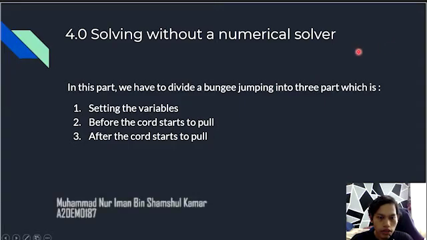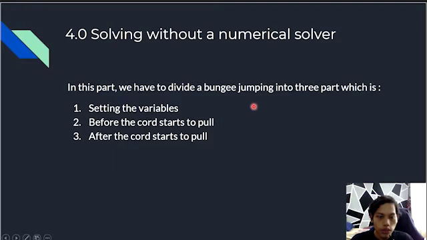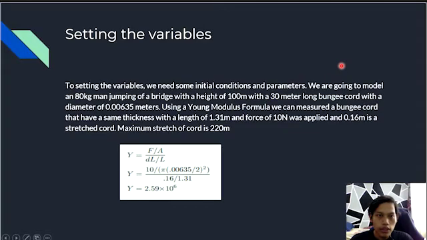After all the general solution we obtained above, we can solve it without using a numerical solver. In this part, we have to divide the bungee jump into three parts: setting the variables, before the cord starts to pull, and after the cord starts to pull. Firstly, when setting the variables, we need some initial conditions and parameters.